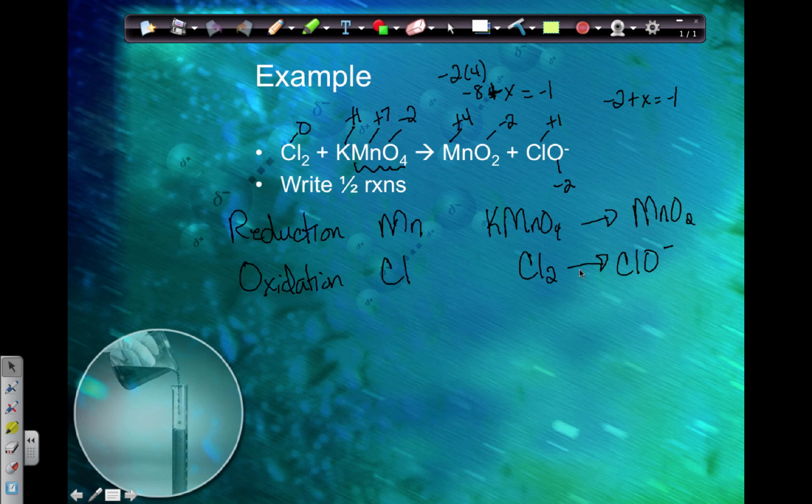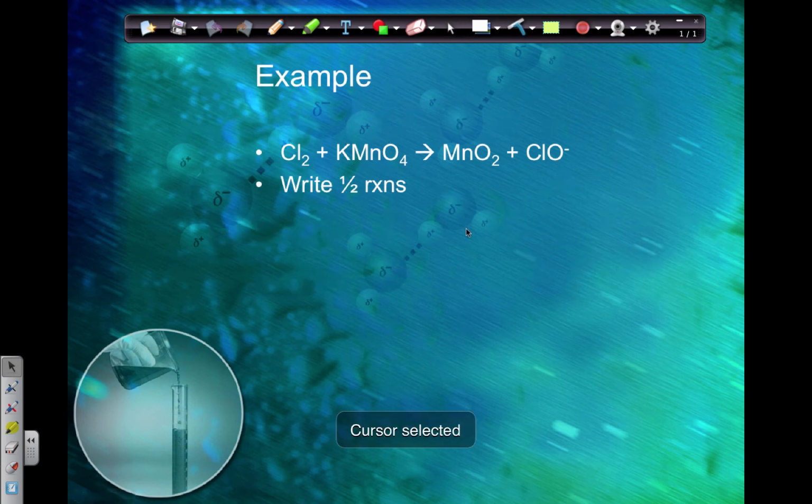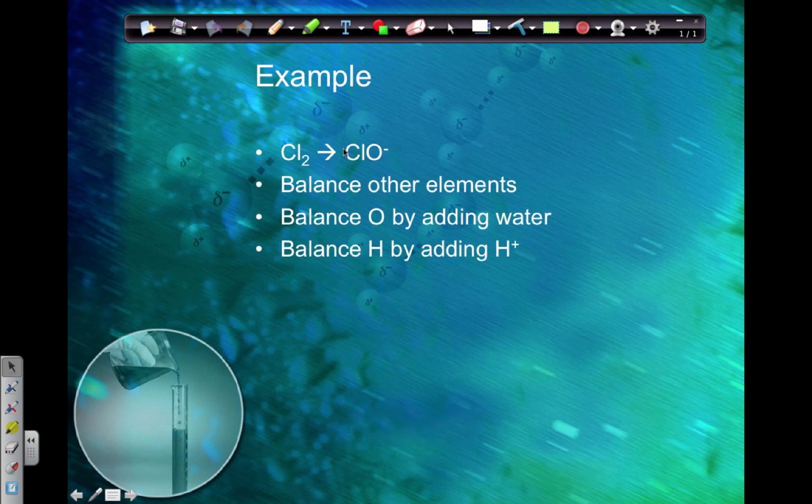We're going to look at each one separately first. So let's look at this one first. All right, and it doesn't matter which one you do first, I just chose this one. All right, so now we're going to balance the other elements. So, chlorine is not balanced here. So we've got 2 chlorines on the reactant side and only 1 on this side. So let's balance that first, put a 2 there. Always make sure you're checking to do that too. Look at everything before you start adding oxygens and hydrogens.